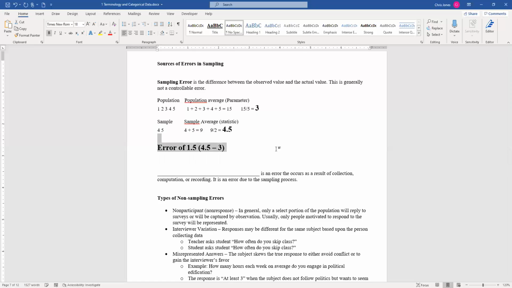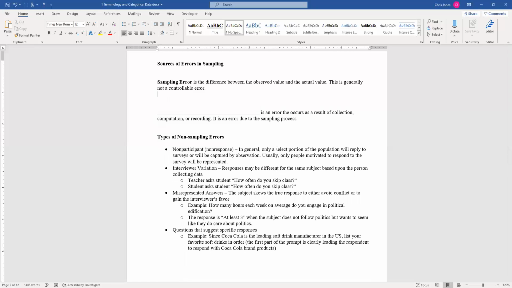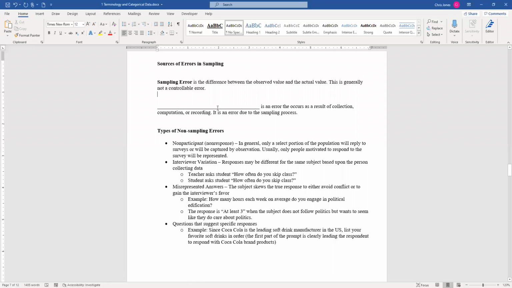Now, the other type is something that we can control. And be careful with your definitions here. This one's called a non-sampling error. It's really easy to get these confused. A non-sampling error is essentially a result of collecting, computing, or recording. It's essentially due to the sampling process that we did, so it's something that we did wrong.